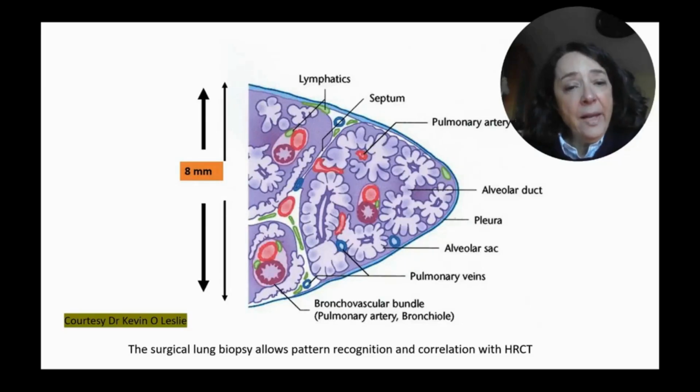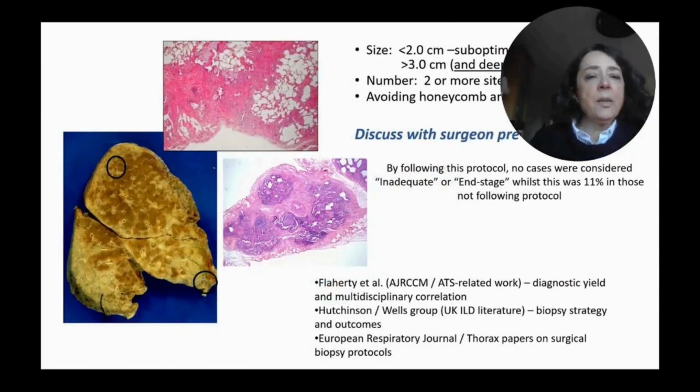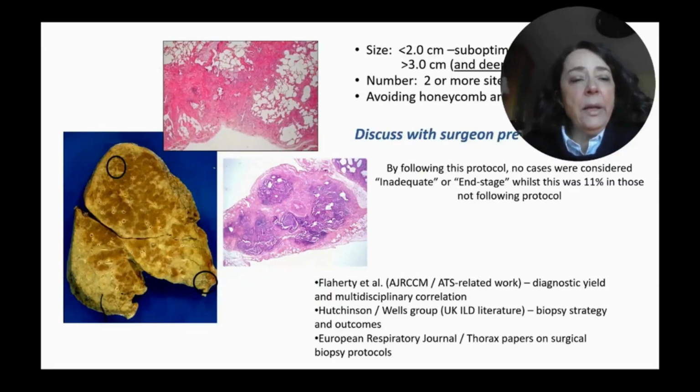The veins and the lymphatics go into the septa. The arteries and the bronchioles are in the centrilobular area. Surrounding the centrilobular area, you have the alveolar ducts and the alveolar sacs. So with that in mind, we can go to the biopsy. One of the first things I want you to understand is that all the ILD classifications were done in small biopsies.